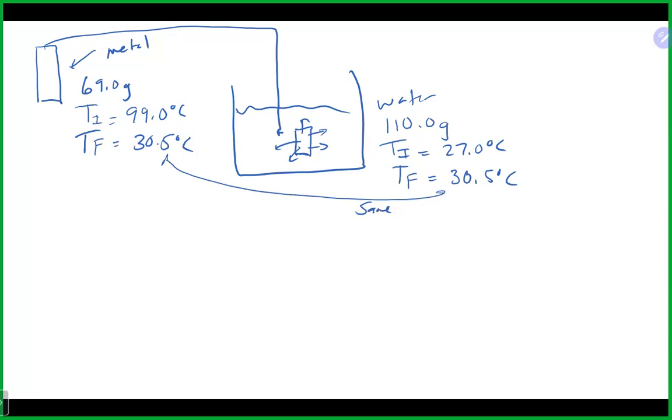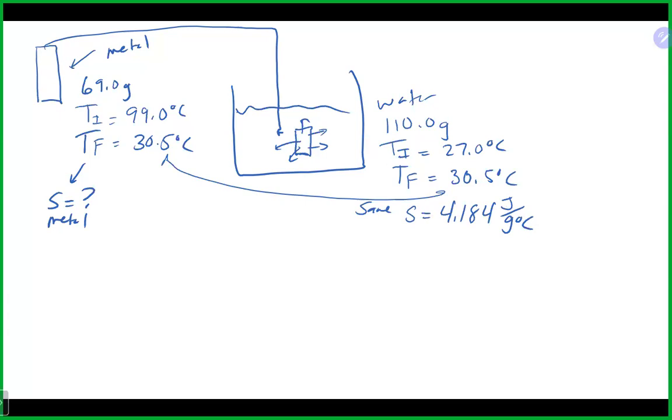Now, let's say in this case, we wanted to try to figure out what is the specific heat capacity of the metal. We could use the water in this case to allow us to figure out the specific heat capacity of this piece of metal. And that is because the one thing we know about liquid water always is the specific heat capacity. And the specific heat capacity of liquid water is that 4.184 number that you will come to love.